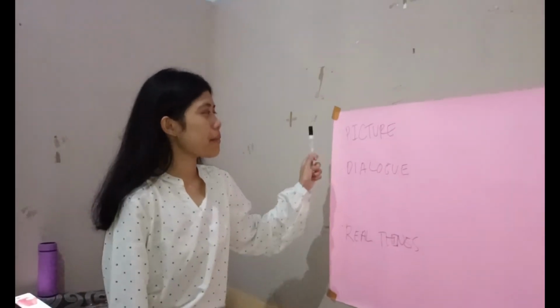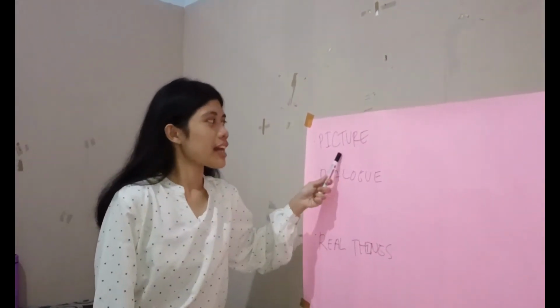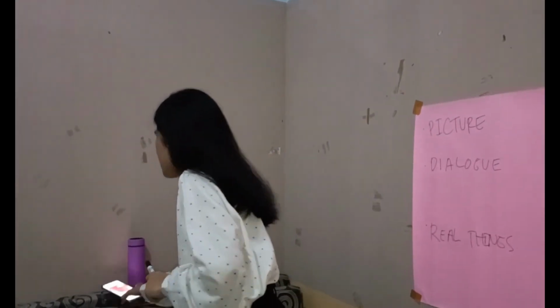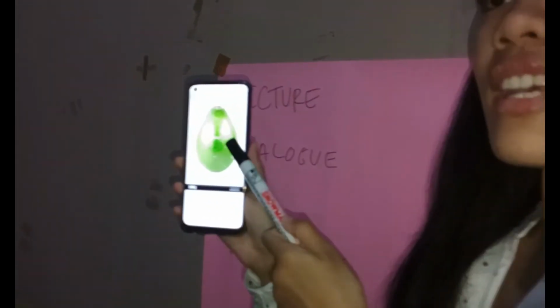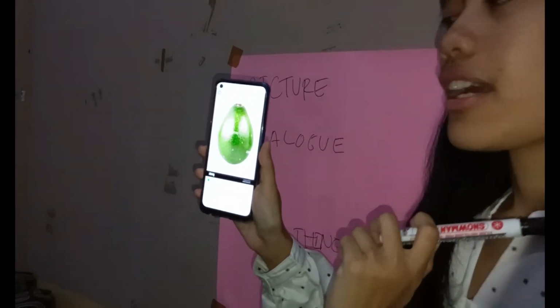Good morning, class. Good morning, Miss. So today we are going to study about pictures. I want you guys to repeat after me after I show you a picture here. What is this? Apple. What color is this? Red. Yes. The second picture here. What color is this? Green. And what fruit is this? Avocado. Yes, that's correct. Yay!